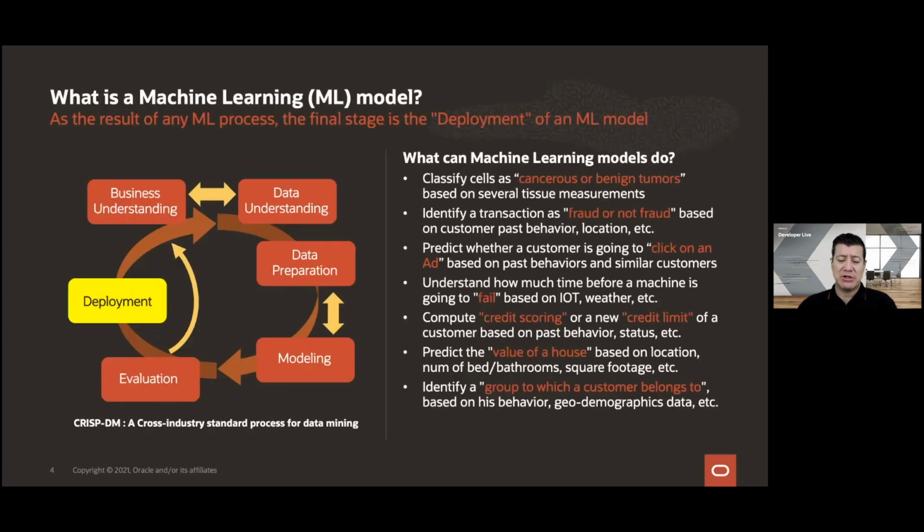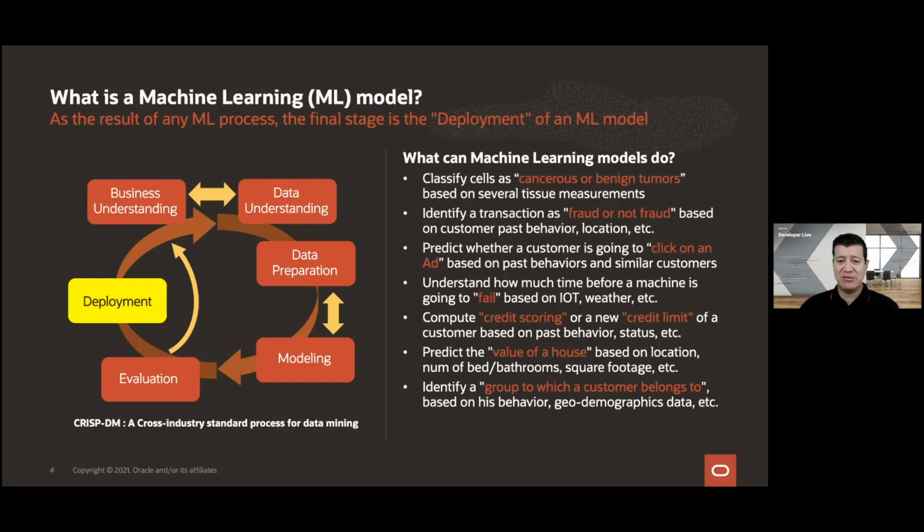So what is a machine learning model? A machine learning model is really the end of a process. So you have a machine learning process where the deployment of that model, right, is the last part. And what is a machine learning model? Well, it normally is a lot of things.